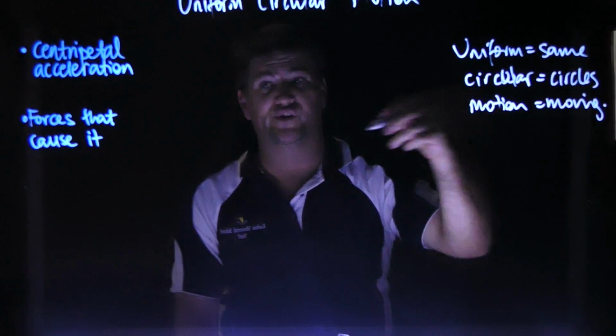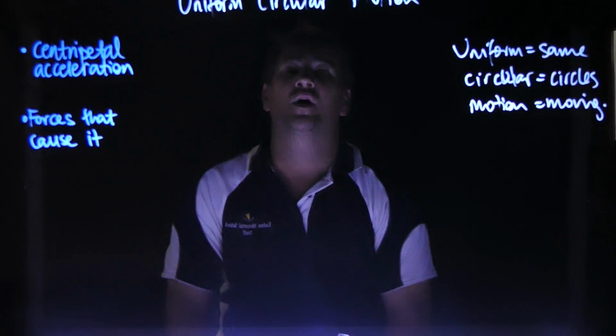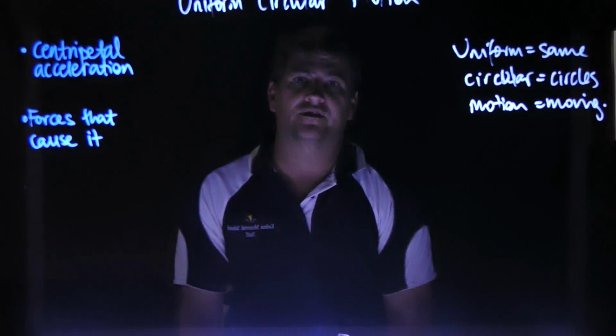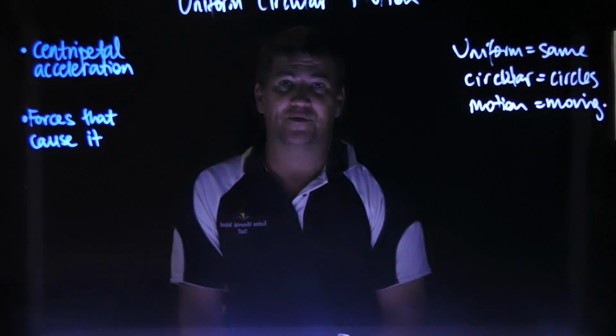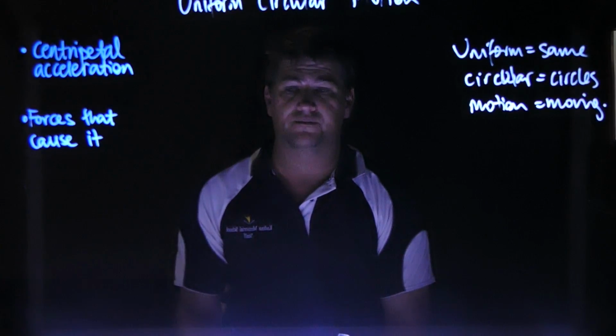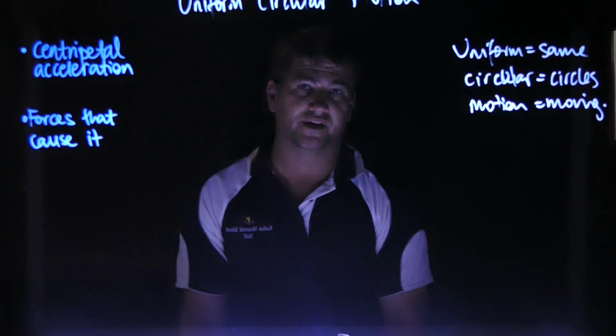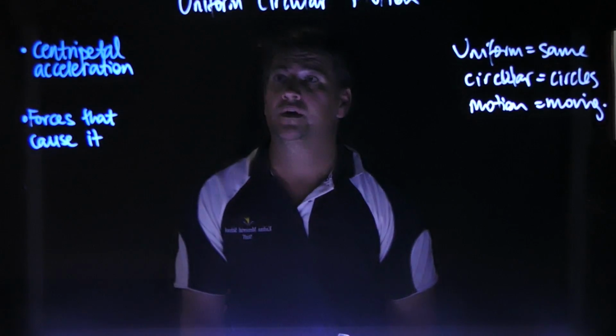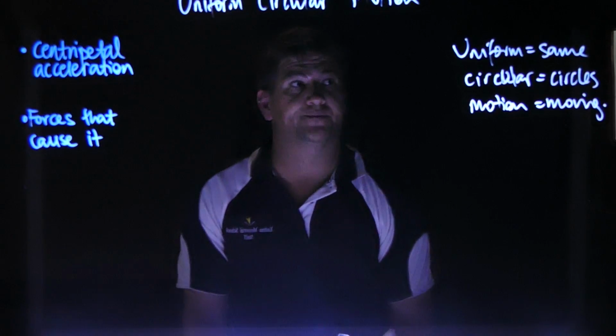Now the reason we don't do non-uniform circular motion is because it's way too confusing, way too challenging, and opens up a whole can of worms that just makes life way too difficult, especially for this year. Yeah, you just won't need it. Certainly not this year anyway. So what we're going to be talking about is uniform circular motion.